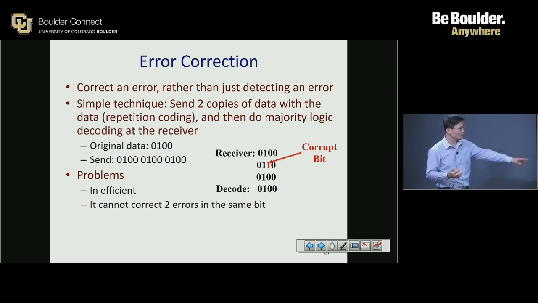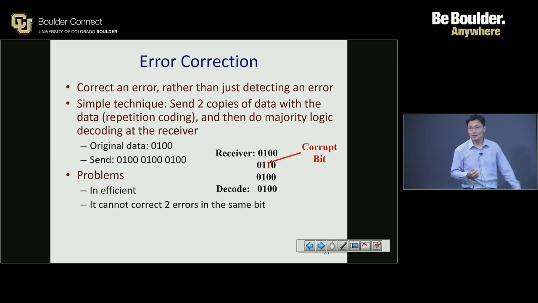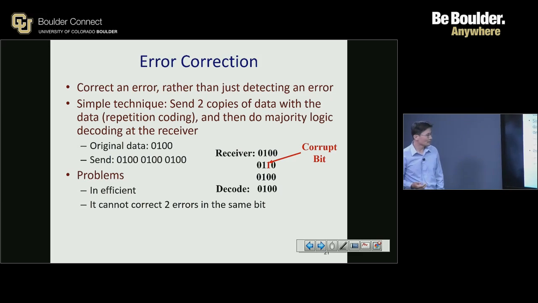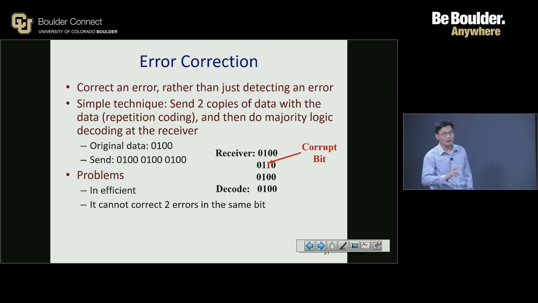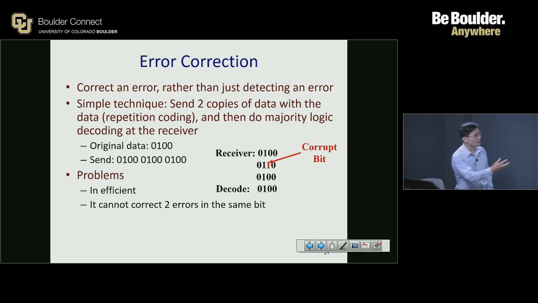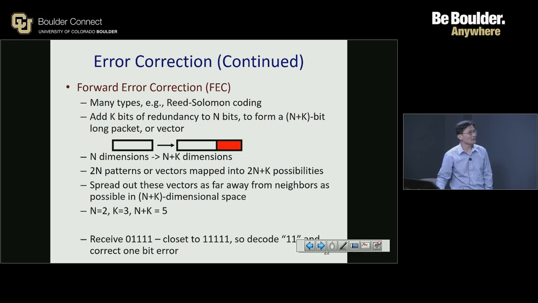And also, it cannot correct 2 errors. So in case we have another error here, then basically we cannot correct, right? Because you may correct to the wrong information. Since I'm just sending 2 copies, it seems like it's not really scientific.